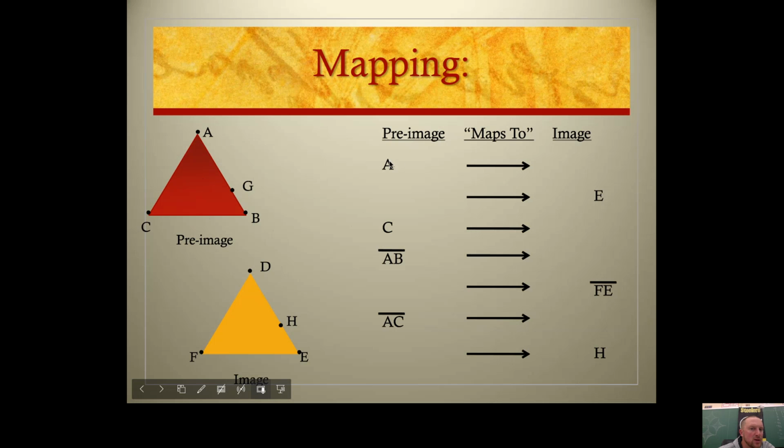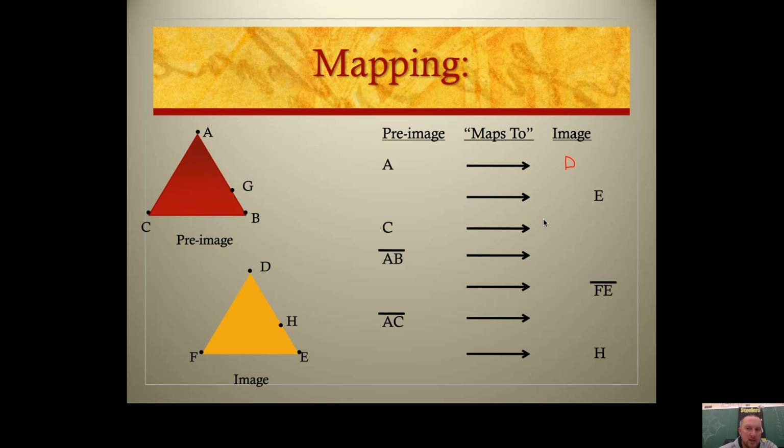So the pre-image is point A. What does point A turn into on the yellow figure or the image? It turns into point D. So what we're doing is we're mapping one point to another. So you could read this as A maps to D. That's what this arrow means. A maps to D. That's how you read it.